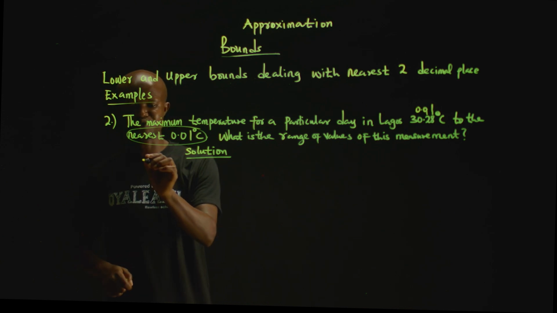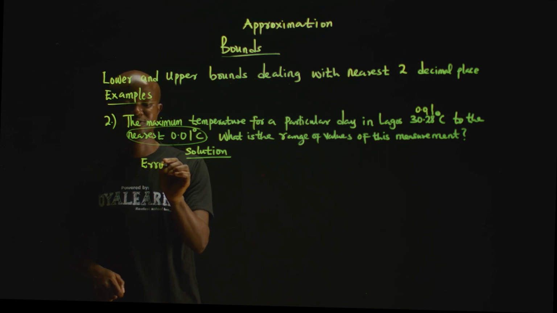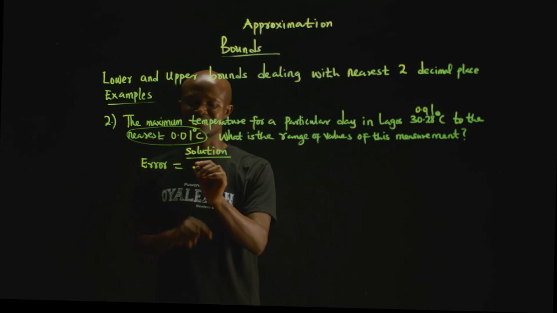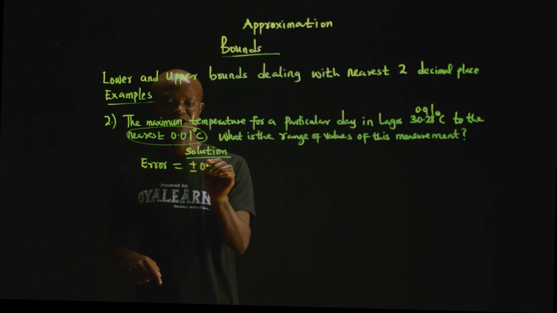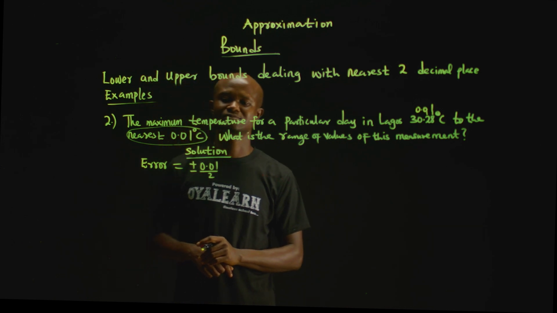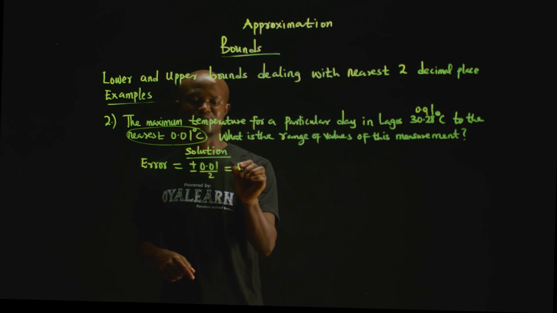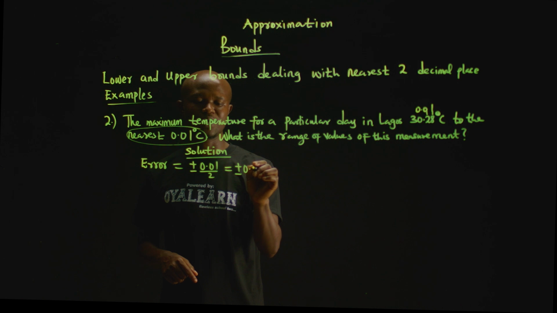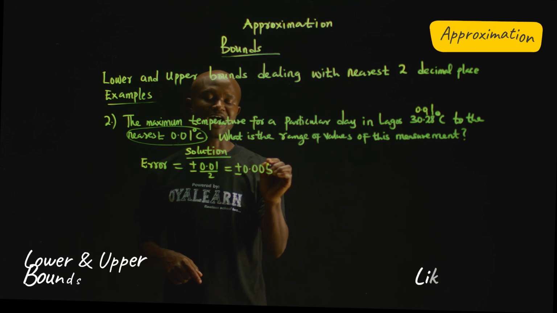So in this case, for us to calculate our error, the error is going to be plus or minus 0.01, then divide by 2, direct. And this will give us plus or minus 0.05.